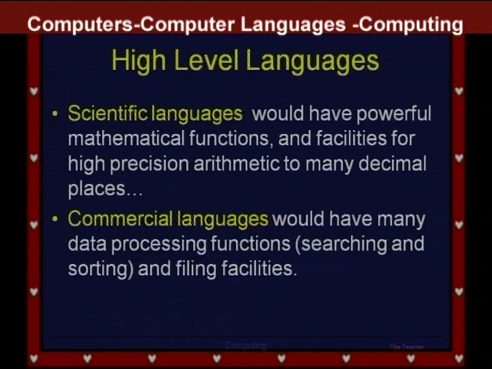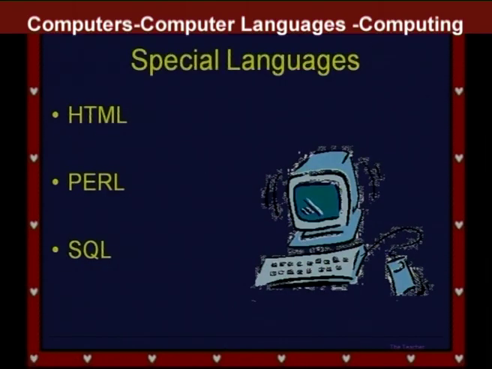Commercial languages have many data processing functionalities, whereas scientific ones have mathematical functionalities. Searching, sorting, filtering, all kinds of data processing functionalities. If you want to search data, filter data, or sort data, all these data processing functionalities come under commercial languages. This is not that important, just for your understanding.